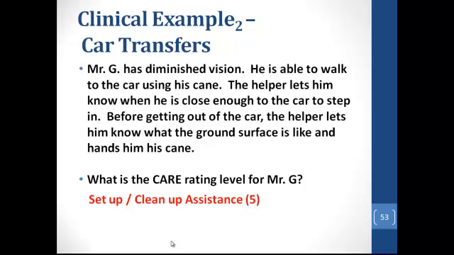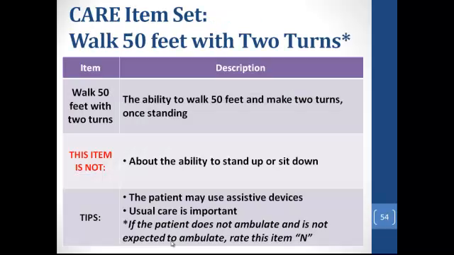The patient is physically able to get into and out of the car. The helper only verbally assists him with preparatory activities due to his poor vision. The next item is walking 50 feet with 2 turns. It is defined as the ability to walk 50 feet and make 2 turns once standing. The task can best be described by having the patient walk 25 feet, turn to face the opposite direction, walk 25 feet back, and then turn again to face the other direction he started in.